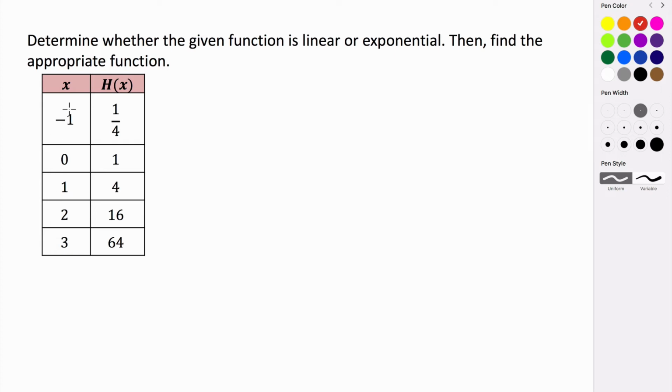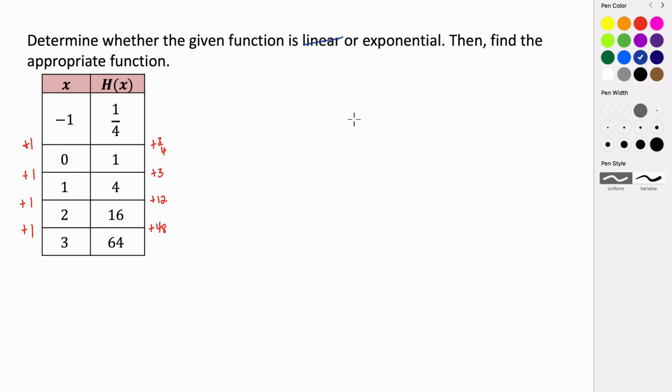In this case, we see that all of our x values are increasing by 1. If it's going to be linear, then the change in the y's is also going to be constant. To get from 1/4 to 1, we add 3/4. To get from 1 to 4, we add 3. To get from 4 to 16, we add 12. And to get from 16 to 64, we add 48. So you can see pretty clearly that 3/4 over 1, 3 over 1, 12 over 1, 48 over 1, this rate of change is not constant, which means that our function is not going to be linear.